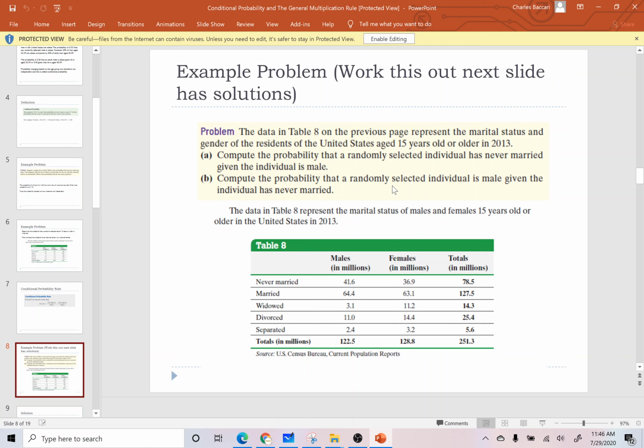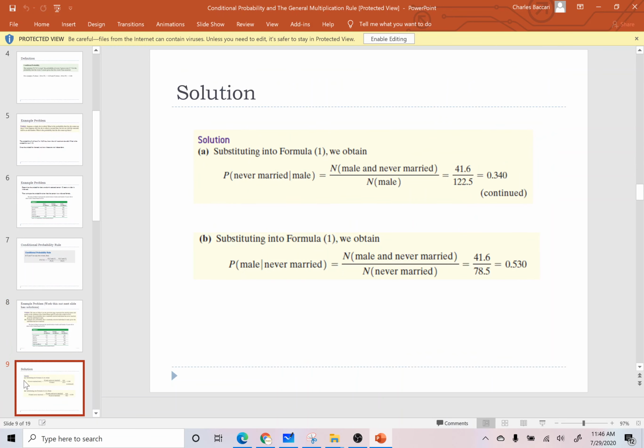Example problem. Work this out on the next slide. It has the solution. Compute the probability that a randomly selected individual has never married given that they're male. So the intersection of never married and male is 41.6, but the number that are male is 122.5, so that's 41.6 over 122.5. And so you can see that right here.